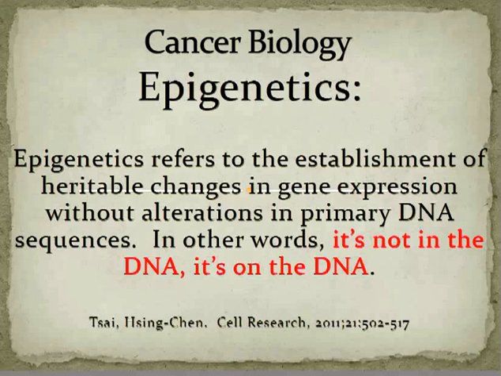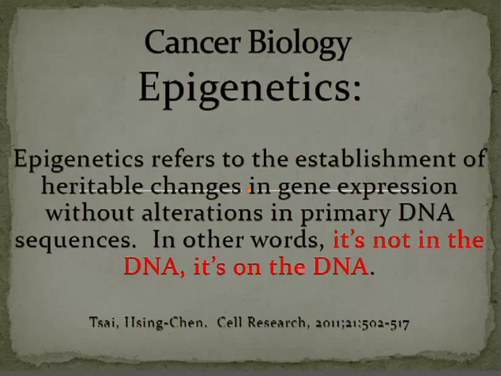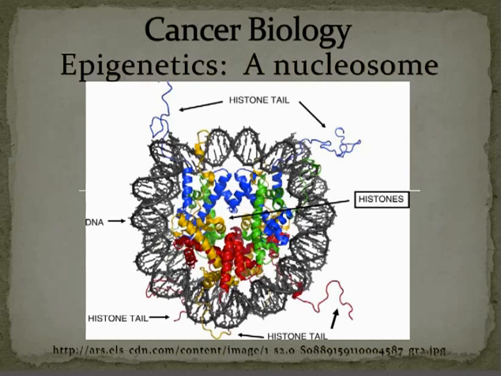Epigenetics refers to the establishment of, and that word is key, heritable changes in gene expression without alterations in the primary DNA sequences. In other words, it's not in the DNA, it's on the DNA. And if we look at our DNA and chromosomes, we have a double helix, but as it turns out, it's more than that. The chromosomes are coiled, like a very tight coil, and in the center of this is a core of a variety of proteins. Histones are one of them, and coming off of these histones are tails that you see here.